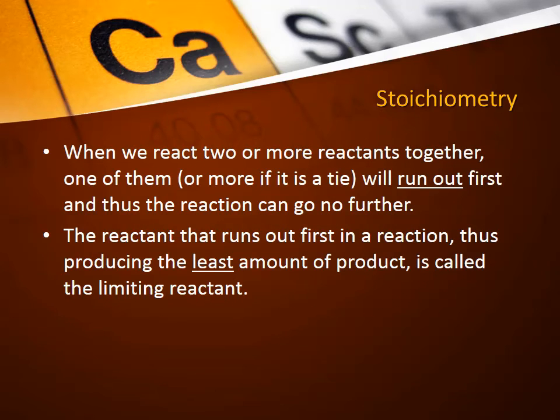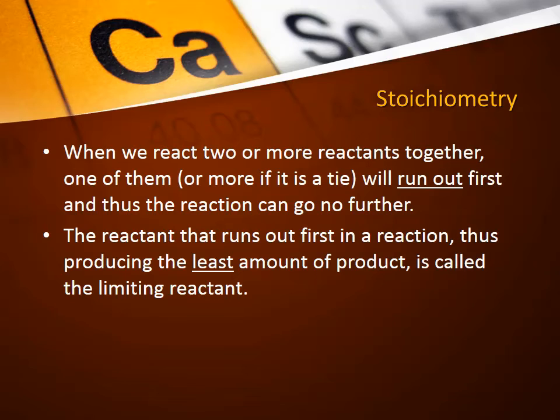So when we react two or more reactants together, one of them, or more if it's a tie, will run out first. When that runs out, the reaction cannot go farther. You cannot make s'mores if you run out of graham crackers. You cannot make sandwiches if you run out of bread. Unless you're doing lettuce wraps, or you get the point.